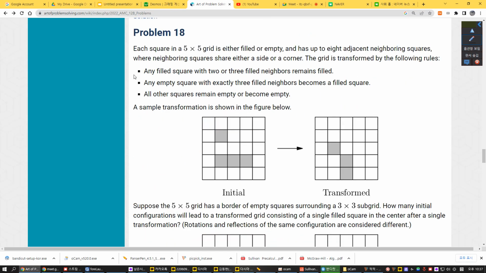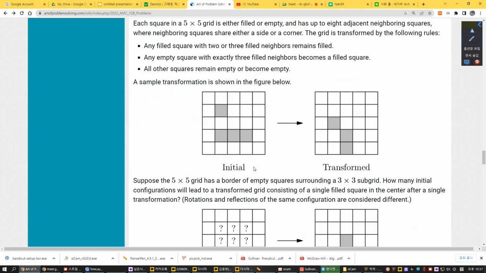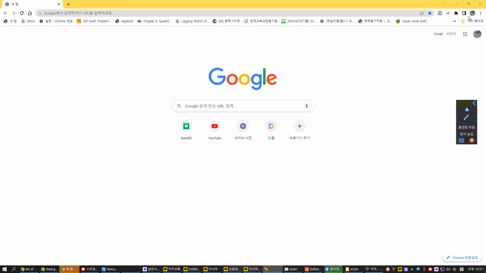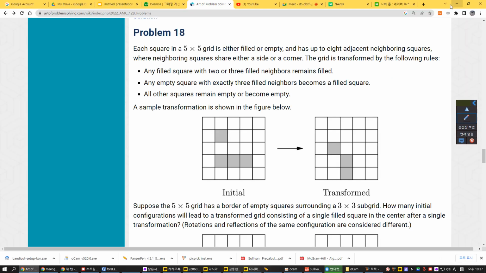For this problem, it's hard to explain. Oh, what is going on?